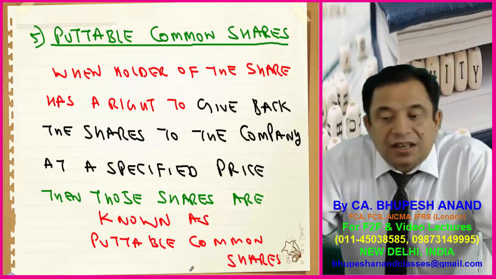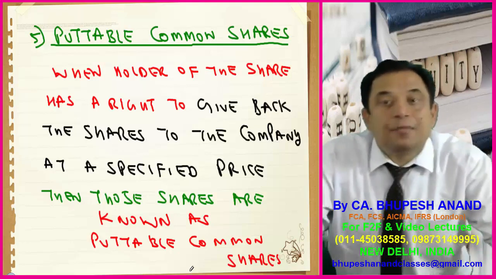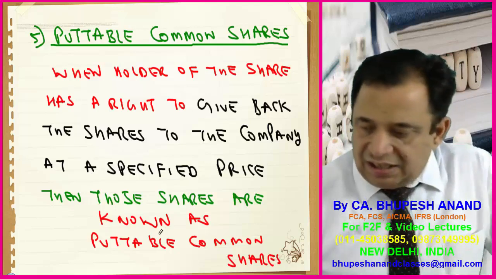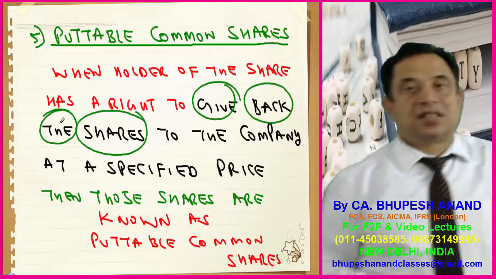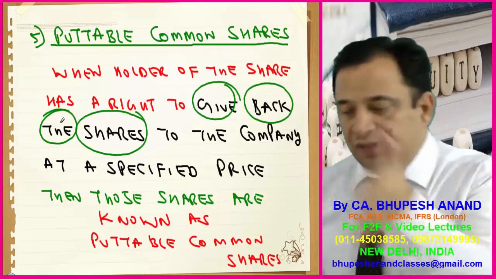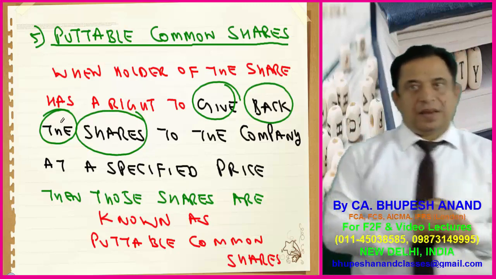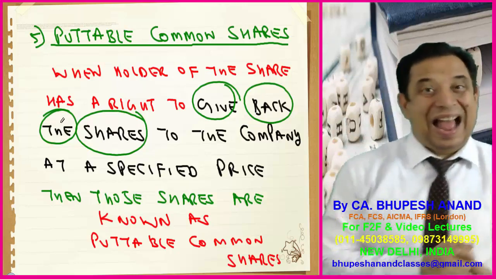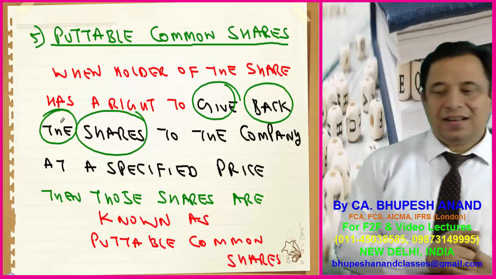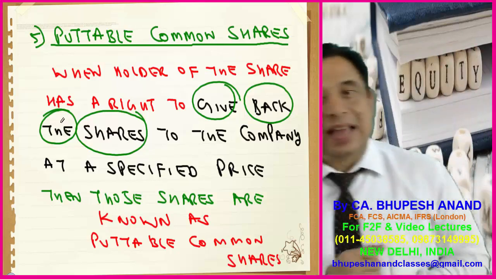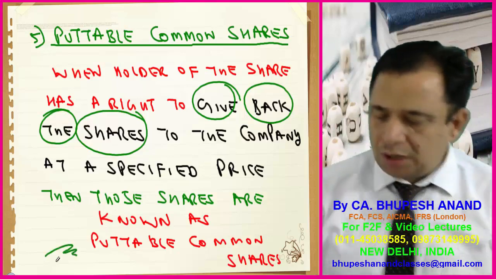When the holder of a share, so this right is with the holder, when the holder of the shares has a right to give back the shares to the company at a specified price, then those shares are known as puttable common shares.